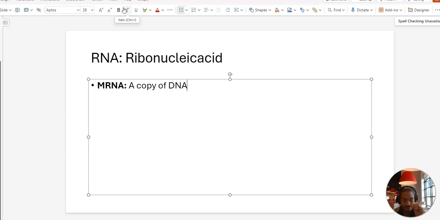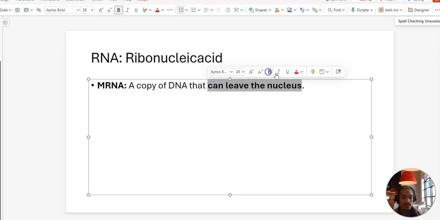So, DNA makes mRNA. Basically, it's a copy of DNA that can leave the nucleus. This is important. Remember, DNA can't leave, so this needs to be able to leave the nucleus. I'm going to bold this because this is definitely going to be on the test. I can tell you that. It can leave the nucleus.